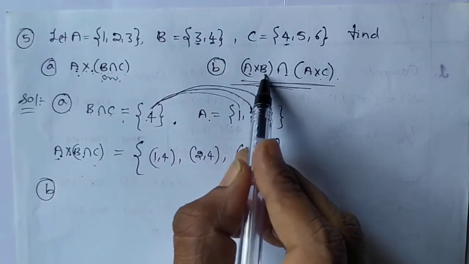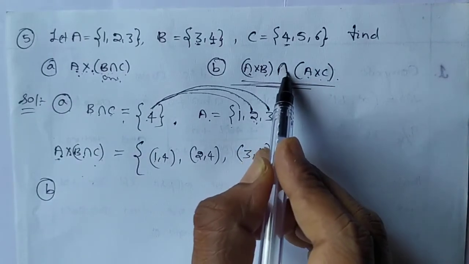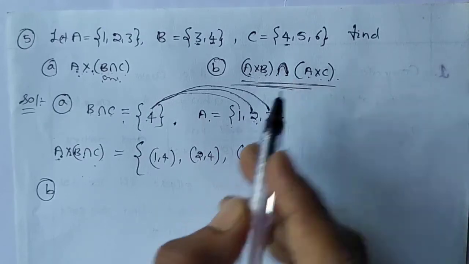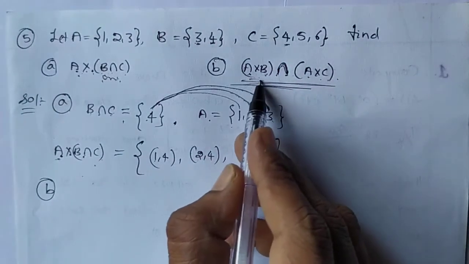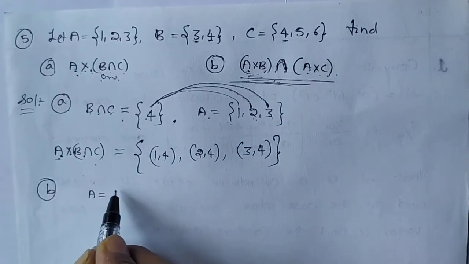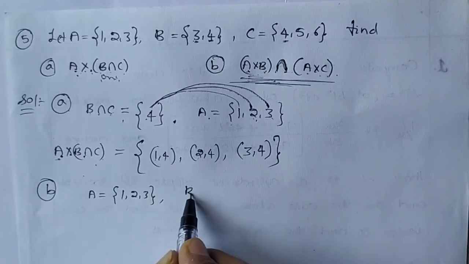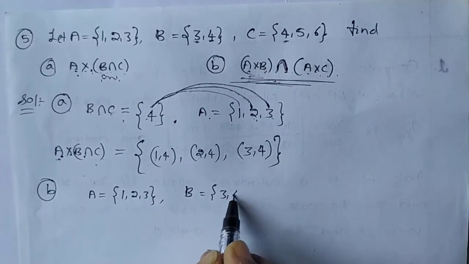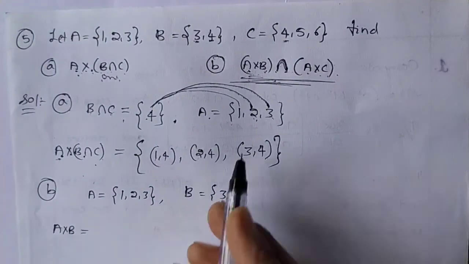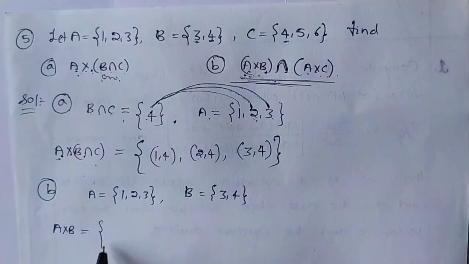For this, first we have to find A cross B and A cross C, and then find the intersection of these two sets. Let us find out A cross B. A equals {1, 2, 3}, B equals {3, 4}. We have to find A cross B first.